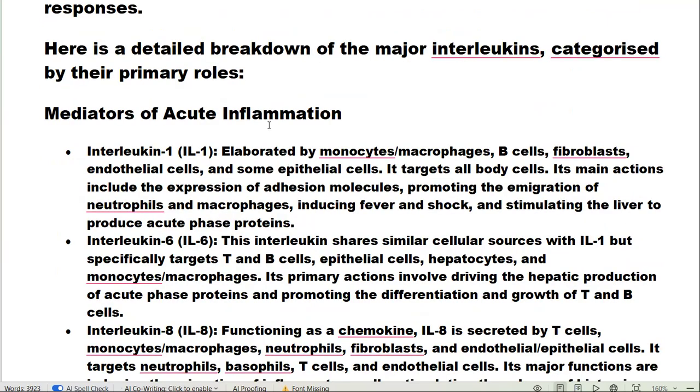Mediators of acute inflammation. Interleukin 1 is elaborated by monocytes, macrophages, B cells, fibroblasts, endothelial cells, and some epithelial cells. It targets all body cells. Its main actions include the expression of adhesion molecules and promoting the emigration of neutrophils and macrophages, inducing fever and shock, and stimulating the liver to produce acute phase proteins.